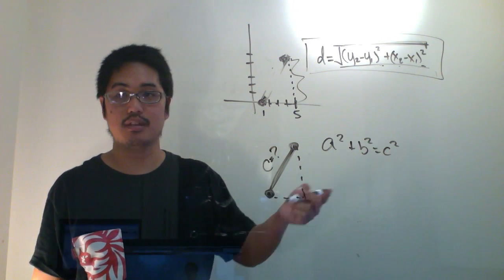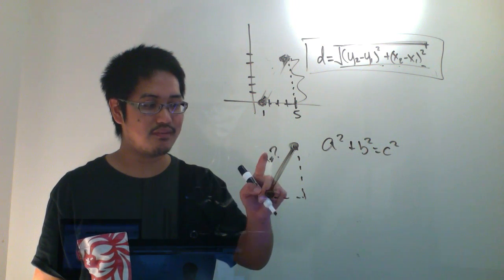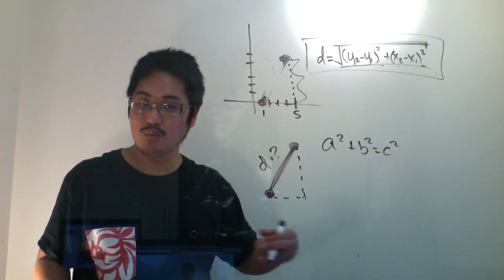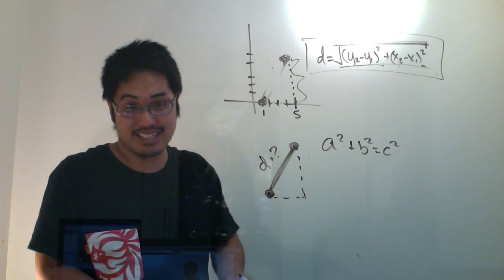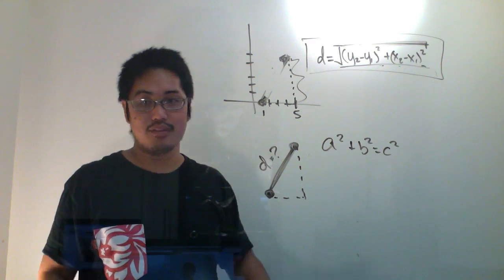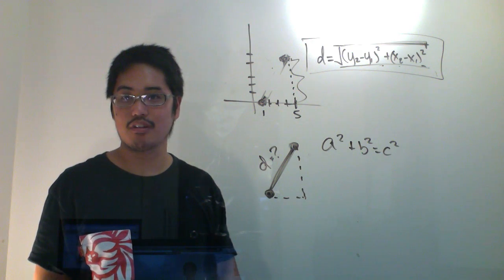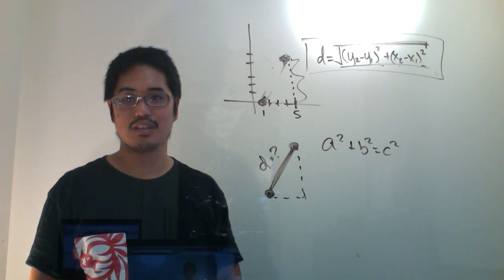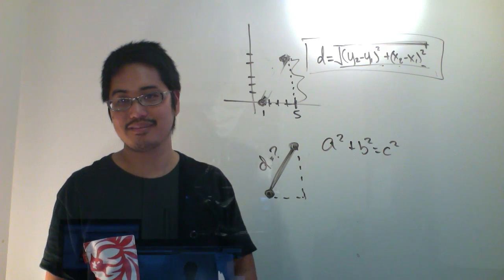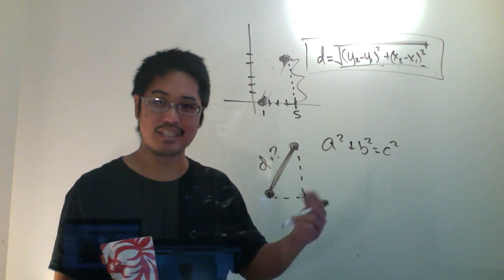By the way, the difference between the distance formula and the Pythagorean theorem is they call this d instead of c. That literally is the only difference. The reason they call it d is because they're talking about a distance. The reason Mr. Pythagoras called it c is because he thought it would be weird to say a squared plus b squared equals d squared. But that's the difference between the Pythagorean theorem and the distance formula.